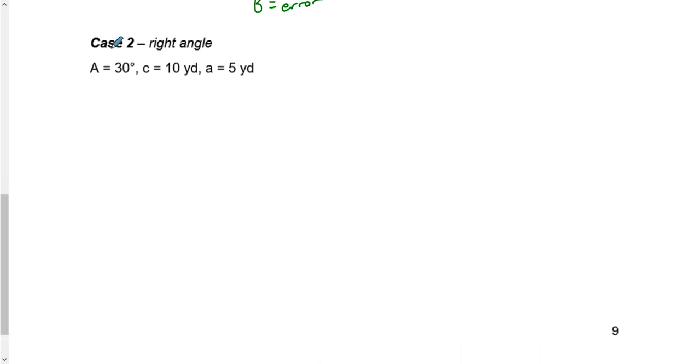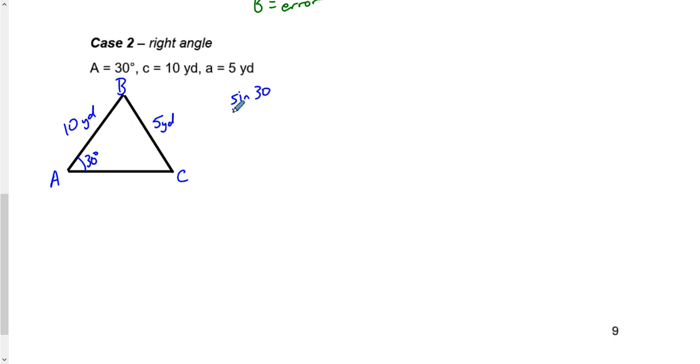Right. Our second case is we're going to have a right angle. So we're going to do the exact same kind of information. Set up our triangle. Identify our information. A, B, and C. Angle A being 30. Side C is 10, in this case, yards. And we have 5 yards. So sine of 30 over 5 would equal the sine of C over 10.